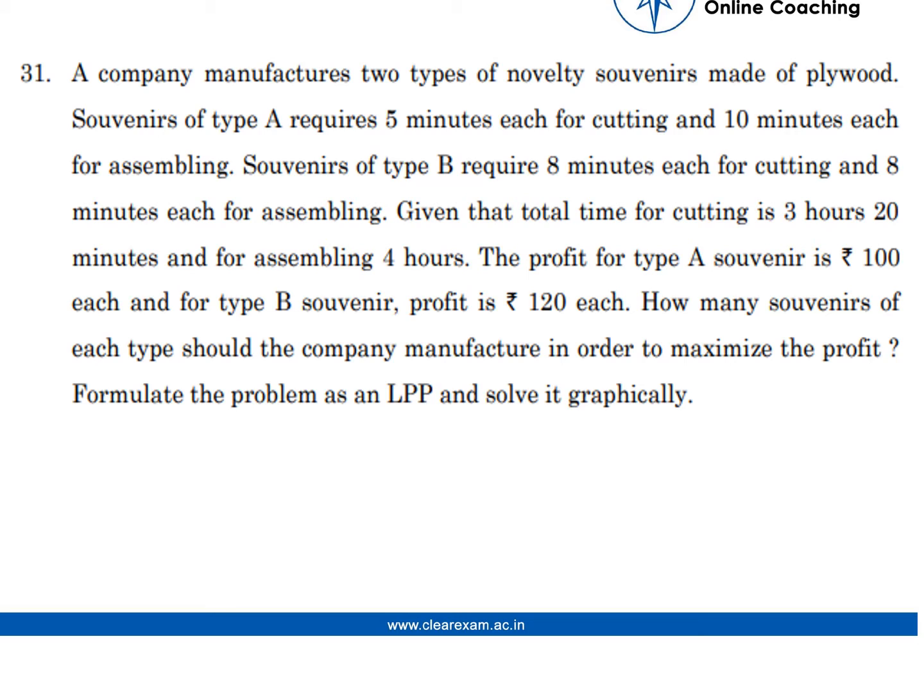for type A souvenir is rupees 100 each, and for type B souvenir profit is rupees 120 each. How many souvenirs of each type should the company manufacture in order to maximize the profit? Formulate the problem as an LPP and solve it graphically.